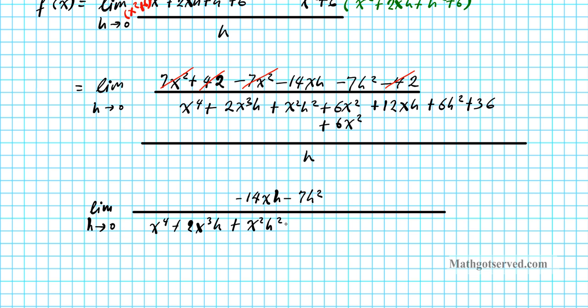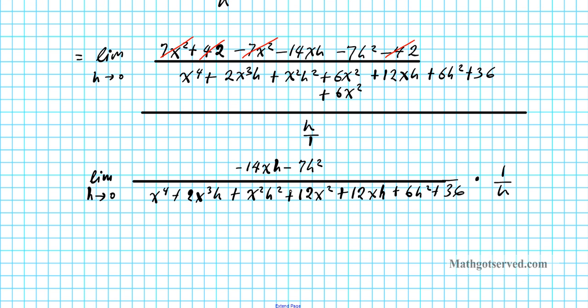Now 6 plus 6 is 12, right? Plus 12x squared plus 12xh plus 6h squared plus 36. Okay, now I'm dividing by h, so I can write this h as h over 1, and then instead of dividing by h over 1, I can multiply by its reciprocal, which is 1 over h. Dividing by h is the same thing as multiplying by its reciprocal, 1 over h.